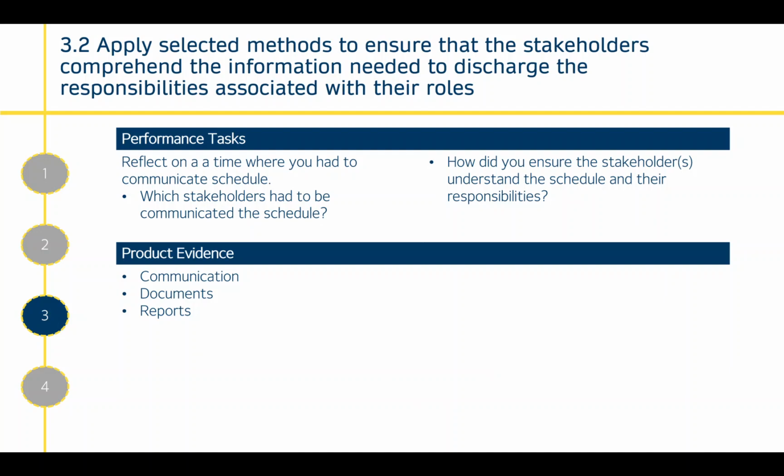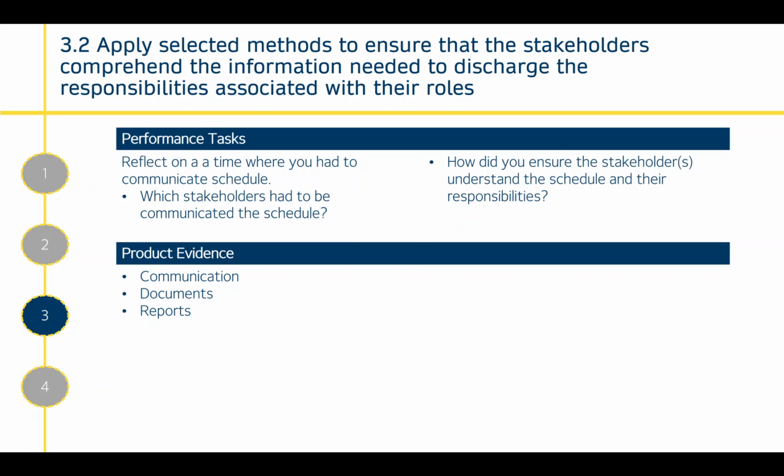3.2: Apply selected methods to ensure that stakeholders comprehend the information needed to discharge the responsibilities associated with their role. So you're wanting to ensure that the information you're communicating to stakeholders, to be able to discharge or complete their role, is accurate, is in the right format and is sent to them at the right time. So again, there's a strong overlap with the communications unit. There's an outcome in this that's very similar.